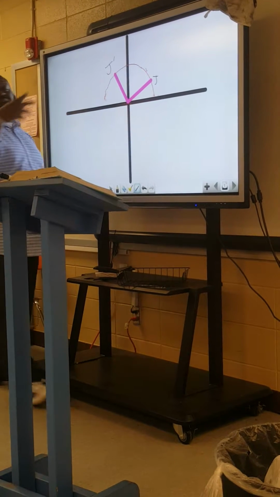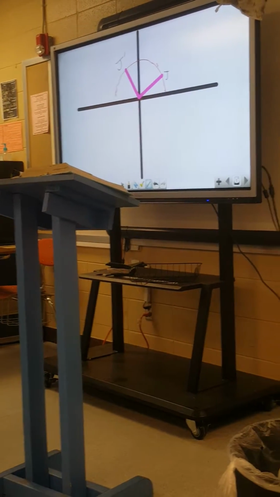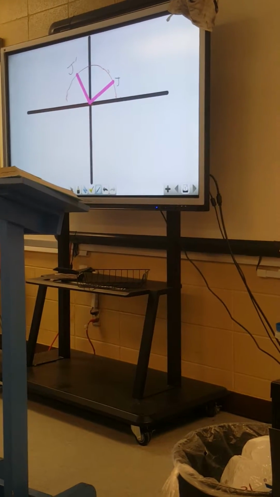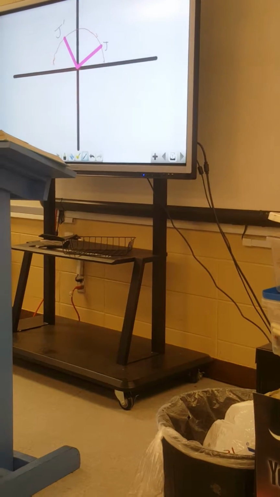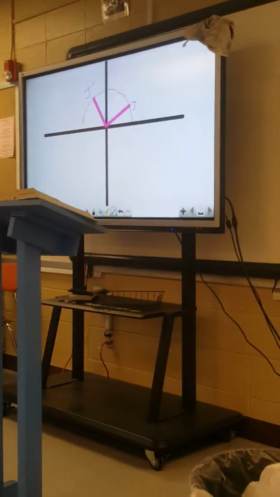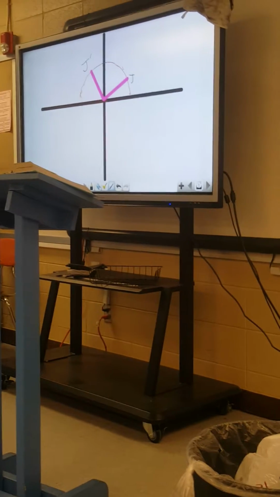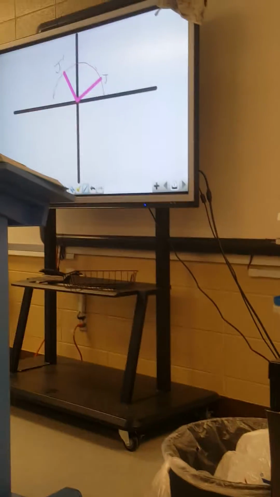What do those two lines put together make? A right angle? They just make some kind of angle, right? Cool. We can come up with different types of angles from here, but today we're only going to do two types. All right, the first one.